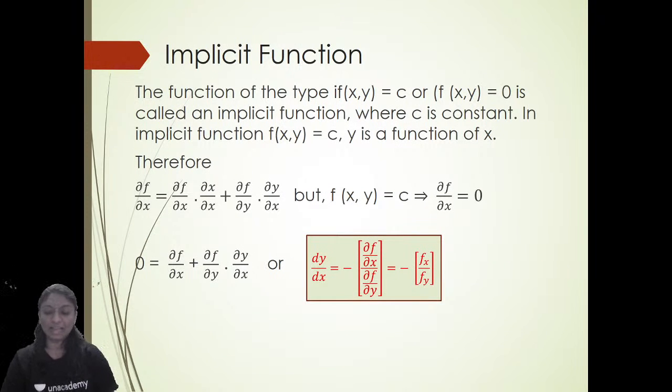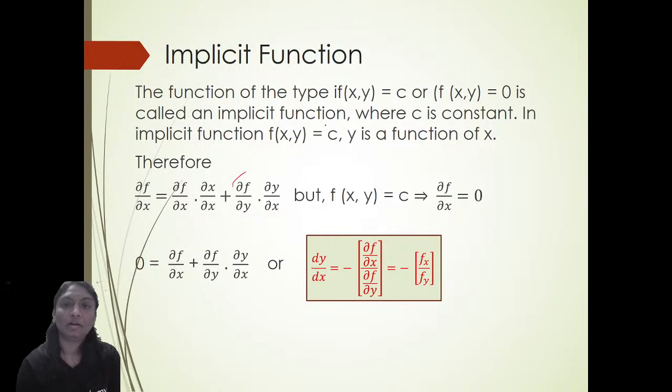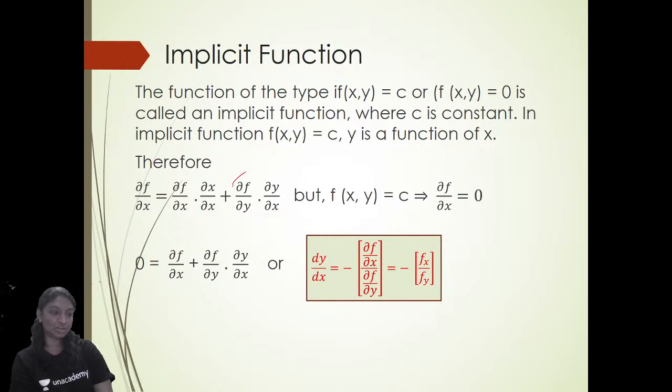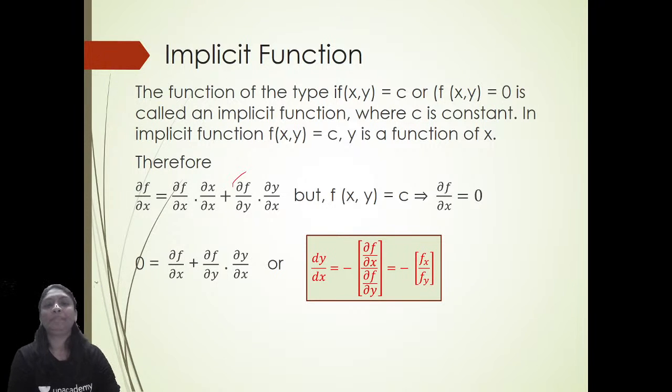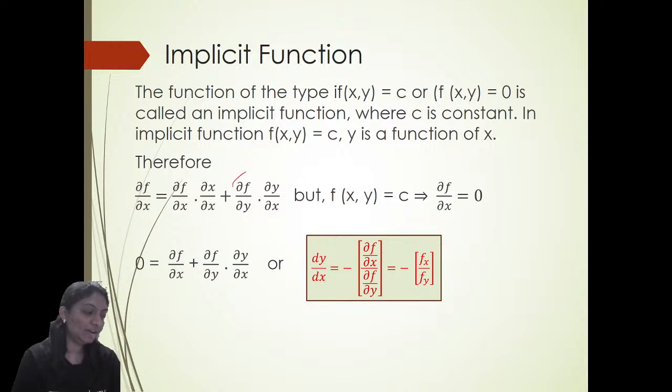Now what do you mean by implicit function? A function of the type f(x,y) = c, or f(x,y) = 0, where c is a constant, is called an implicit function, and y is a function of x.